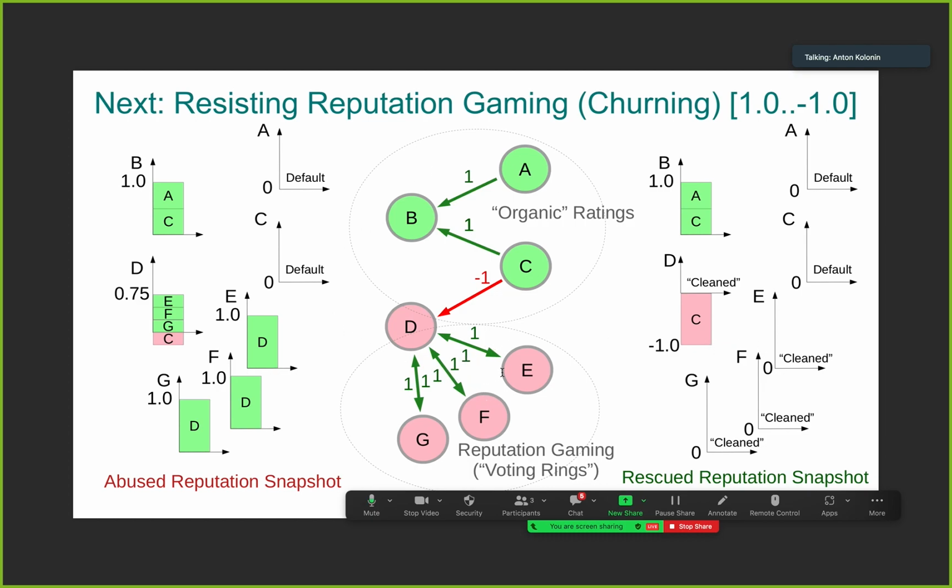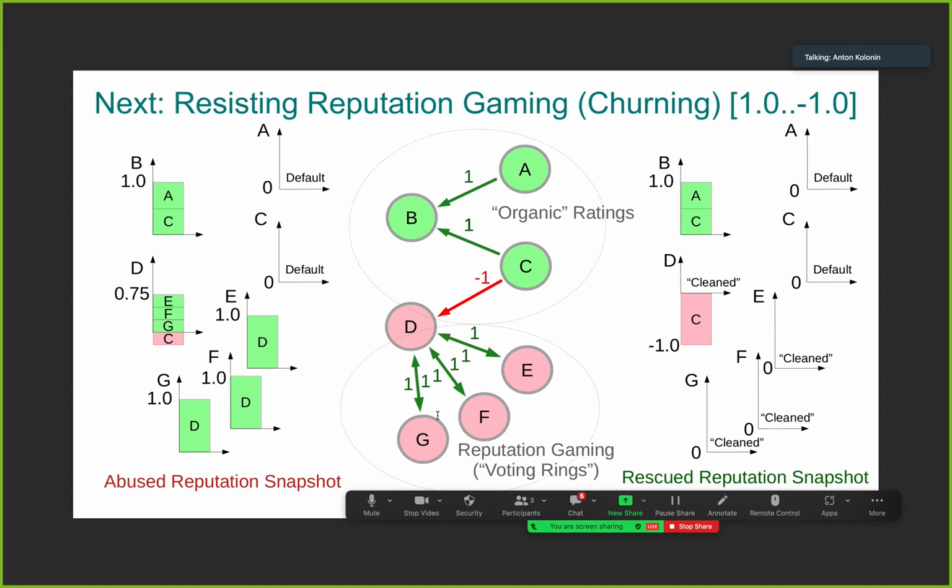For example, you can see a reputation gaming example here where nodes A and C are providing organic reputations to node B, with positive ratings, and node C is providing an organic negative rating to node D, where node D is a scammer or reputation gamer. Node D has its own swarm of reputation gaming bots E, F, G, who are providing positive reputation to node D, and node D is providing positive reputation ratings to the nodes in the swarm.